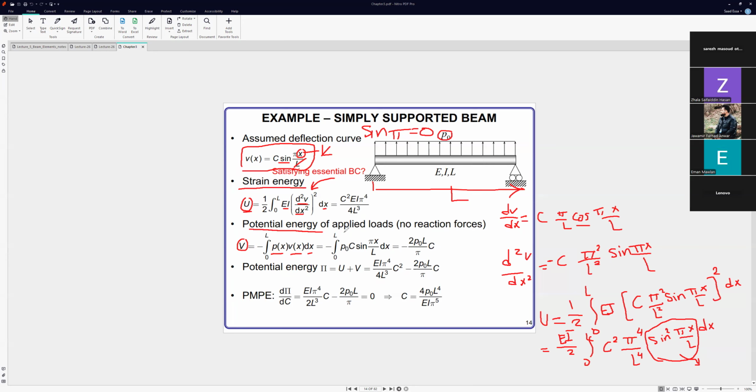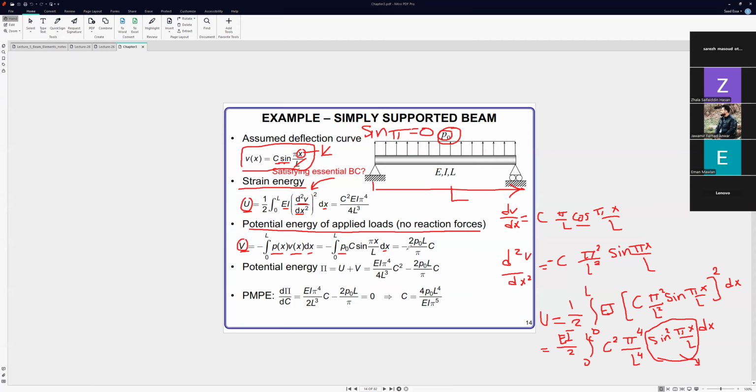Now, potential energy of applied loads, no reaction forces. So we have V, which is minus the integral from 0 to L of P(x) v(x) dx, which is equal to minus P naught times v, which is C sine pi x over L dx. Now just integrate the sine. It is equal to minus cosine, and times L over pi.